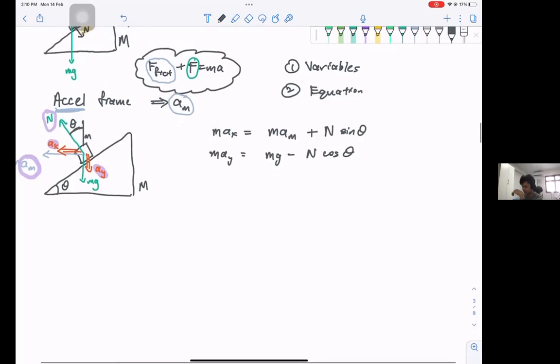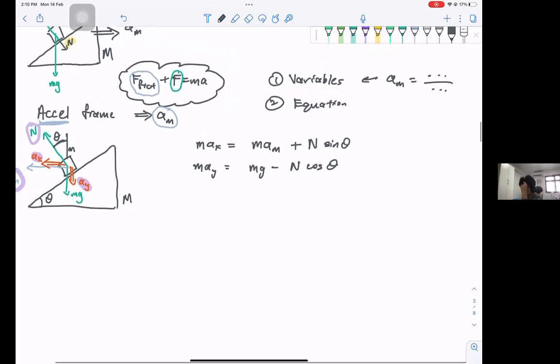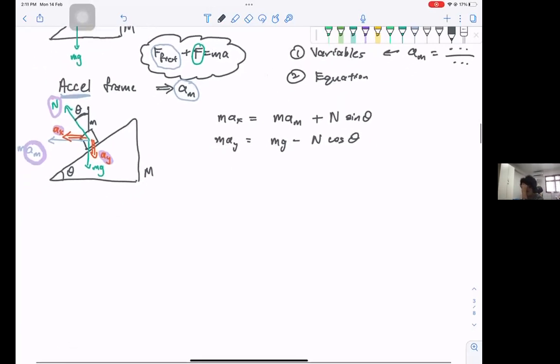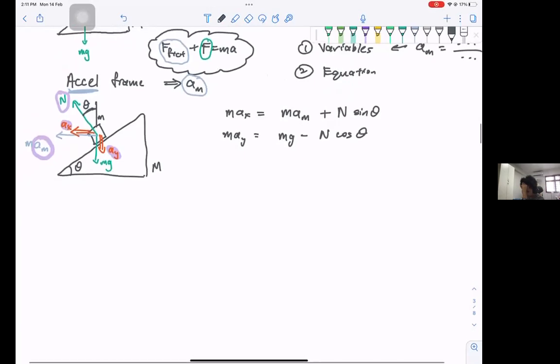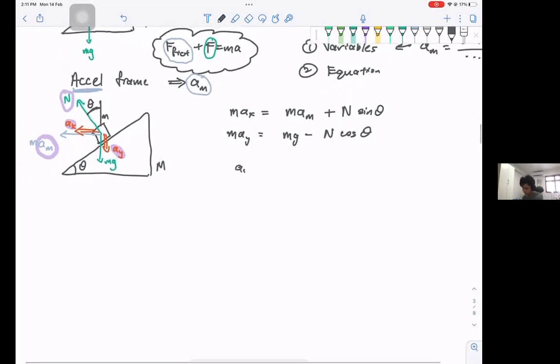At the end of it, the variable that you're interested in, in this case am, we write it in terms of the constants. That's the goal. Now we have 2 more equations. The first one we can find from the constraint, because the block is now stationary in the accelerating reference frame, then we know ay over ax equals tangent theta.